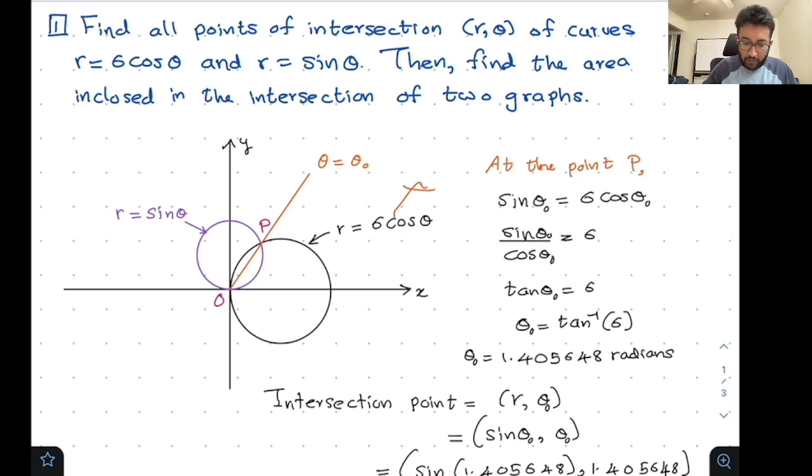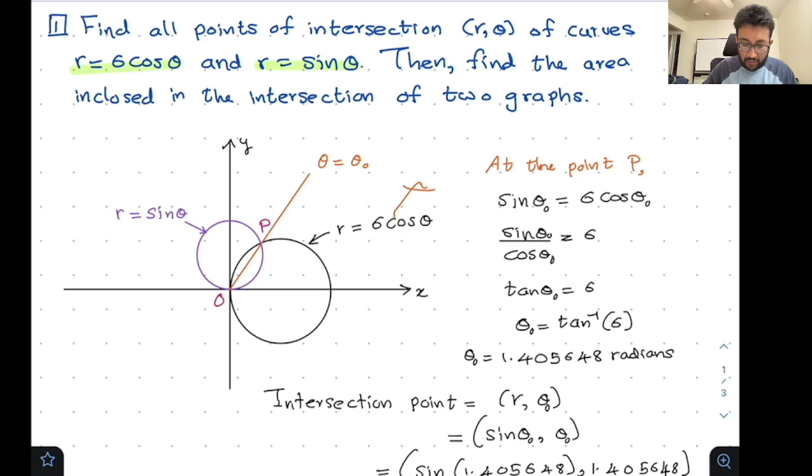In this problem you have to find all points of intersection (r, theta) of these two curves: r equals 6 cosine theta, and r equals sine theta, right? In this type of problem, the first thing that you have to do is sketch the given two curves. So what is the shape of r equals 6 cosine theta? We discussed these two shapes in the class. So r equals 6 cosine theta is something like this, right?